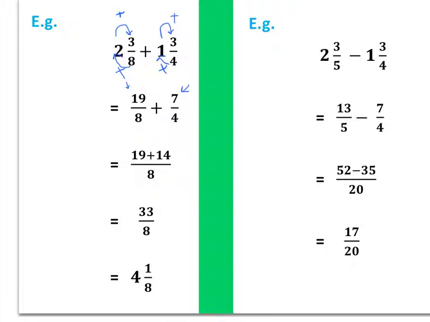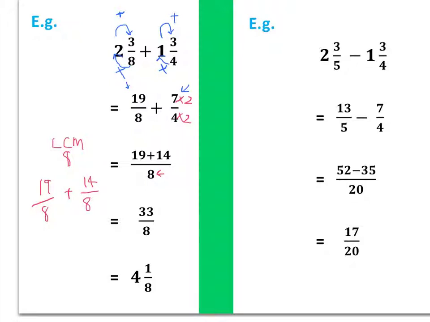Our second step here is to change them to have a common denominator. So our lowest common multiple of 8 and 4 is 8, so our 19 stays the same. We had to multiply our 4 by 2 to get to 8 here, so we're doing that to the 7 as well, so we end up with 14 over 8. You could have working out that looks like this, if you like. It means exactly the same thing.